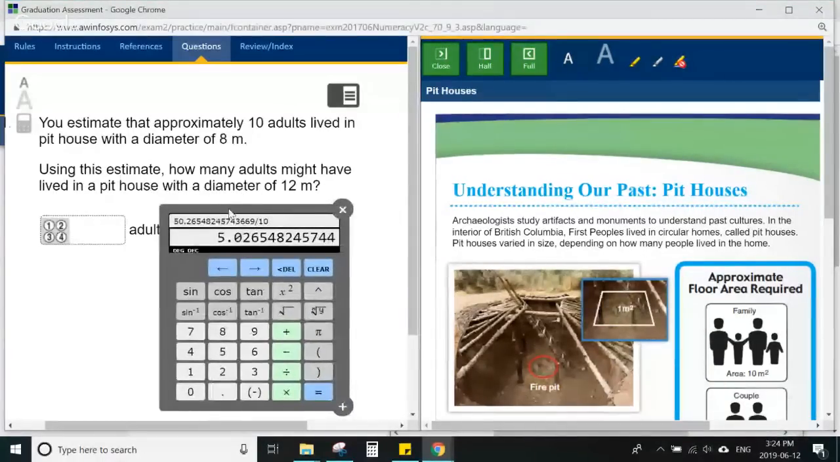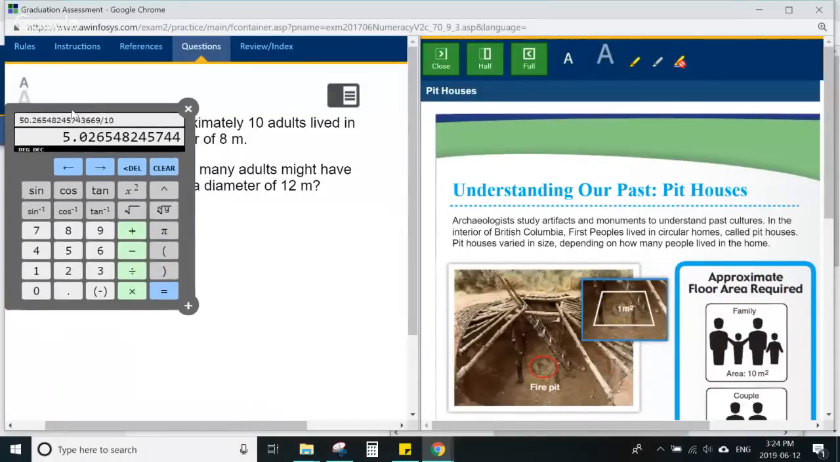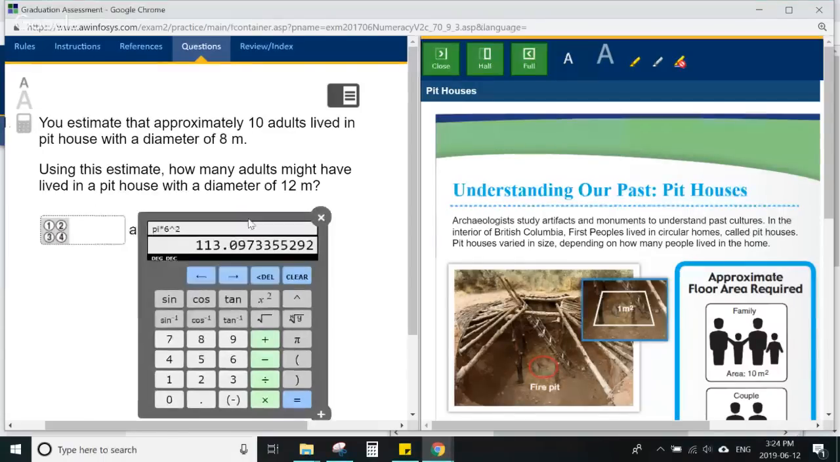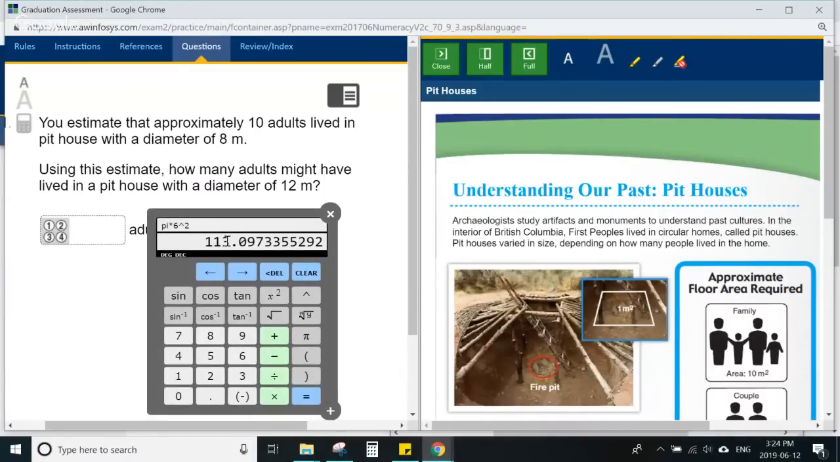What about a pit house of 12 meters in diameter? That's 6 as our radius. So if I go pi times 6 squared, that gives me 113 square meters. I said each adult takes up 5 square meters, so I'm going to divide this by 5 square meters. If I wanted to use 5.02, that might be a little more accurate, and I'll round at the end.